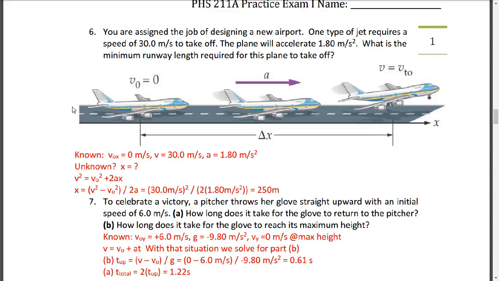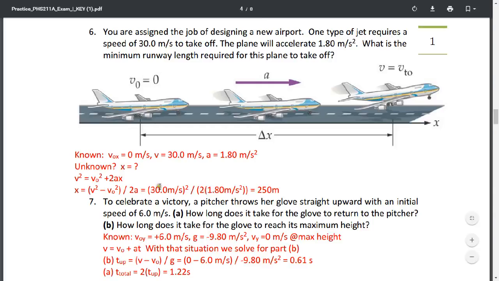What I want to solve for is x, so I do v squared minus v naught squared, and then I divide that by 2a. That's final velocity 30 meters per second squared minus 0 meters per second squared, so I didn't bother writing in the 0, divided by 2 times 1.8. Notice I put a ton of parentheses here. You got to make sure that you multiply through the denominator before you divide here. And that gives me 250 meters.